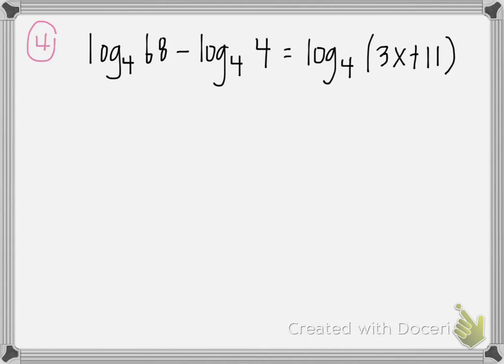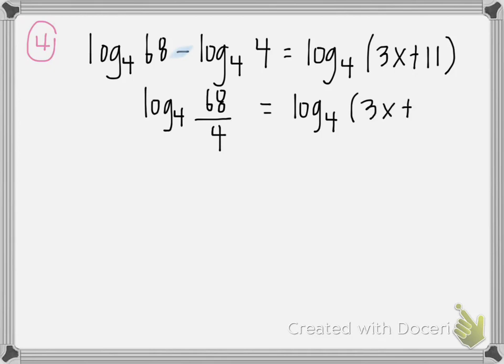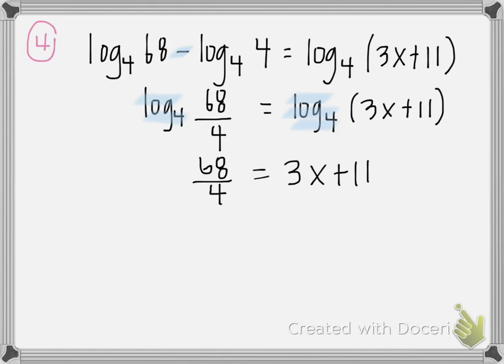Okay, so I need to, before I do anything, combine these logs, and that's a minus sign. So this is going to be log base 4 of 68 divided by 4 is equal to log base 4 of 3x plus 11. Okay, so now that we've got one single log on the left and one single log on the right, I'm going to set what's inside there equal to each other. So 68 divided by 4 is going to be equal to 3x plus 11. 68 divided by 4, I can divide, so that is going to be 17.